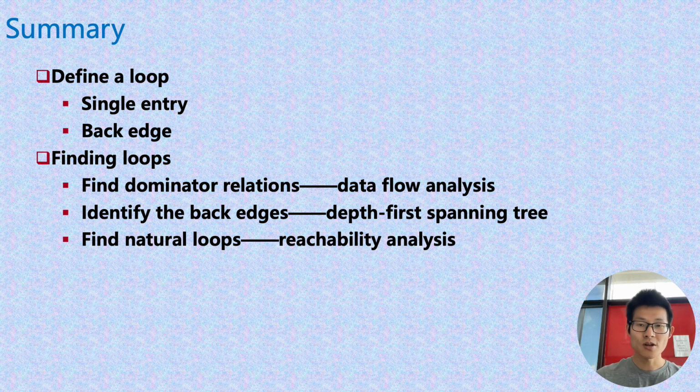And next, we introduce the algorithm for finding the loops in the flow graph. The algorithm has 3 steps. In the first step, we use a data flow analysis to compute the dominator relations between the graph nodes. And in the second step, we exploit the depth first spanning tree to categorize the edges in a flow graph and introduce how to identify the back edges from the retreating edges. And lastly, we use reachability analysis to construct the natural loop of a back edge.